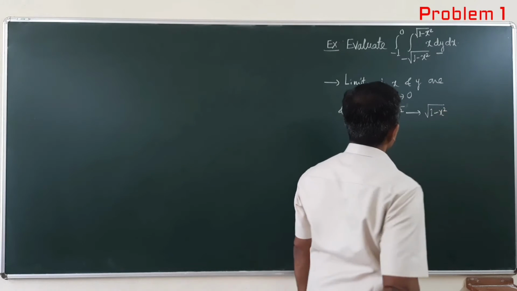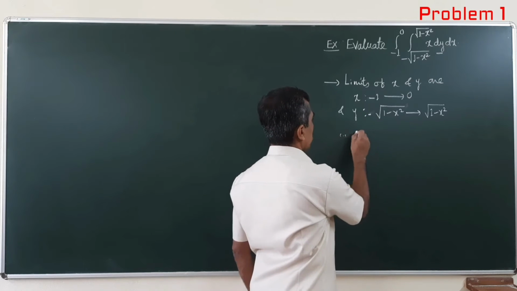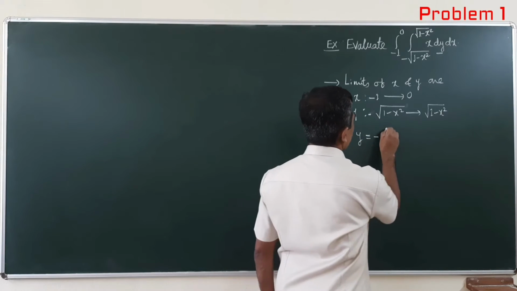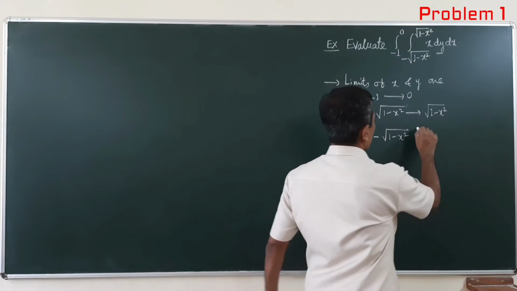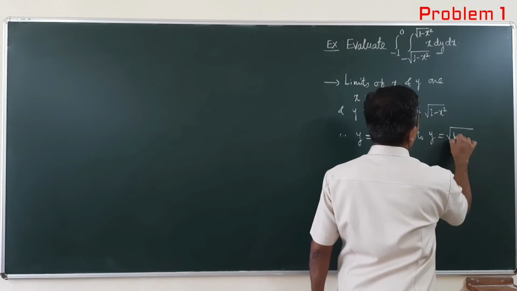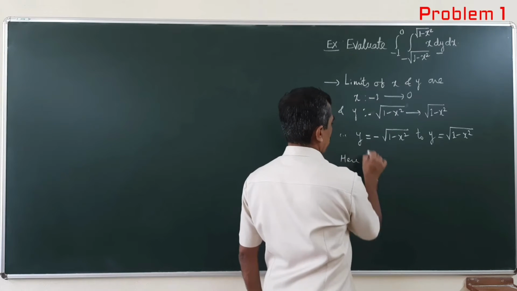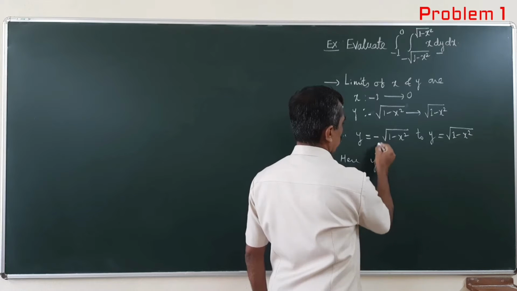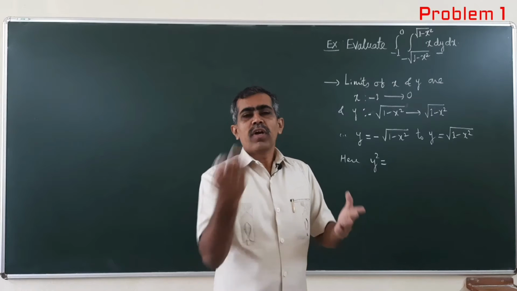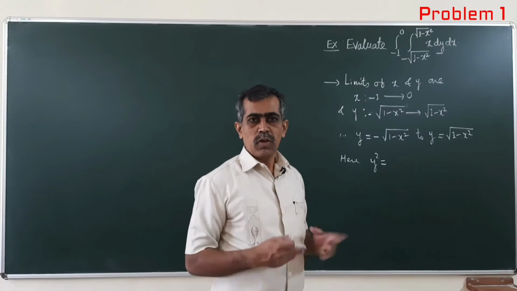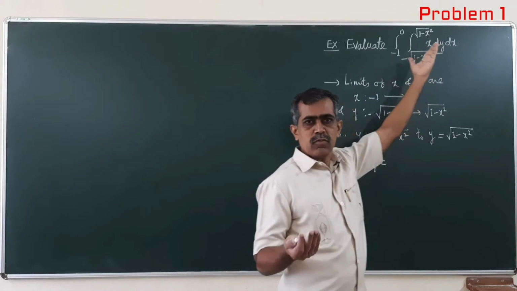-√(1 - x²) to √(1 - x²). That is, y = -√(1 - x²) to y = +√(1 - x²). Now, squaring both sides, I want to determine the region of integration, or the domain of integration, of this given function. Here f(x, y) is simply x.